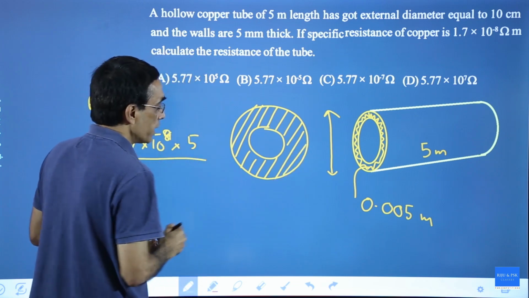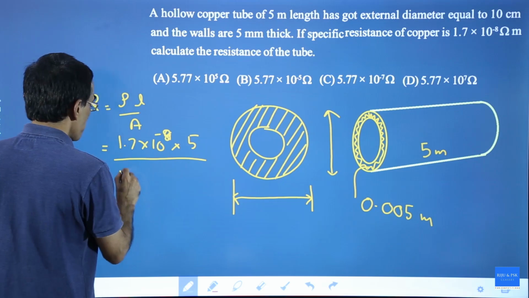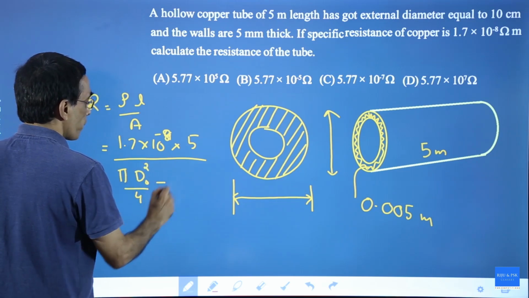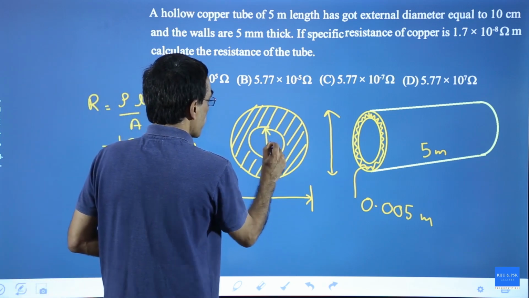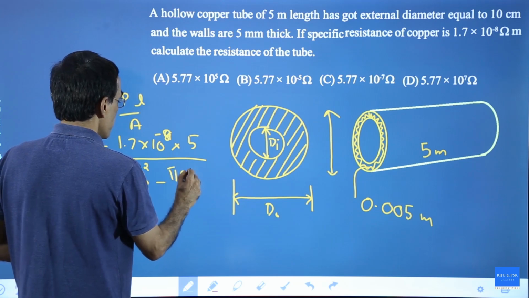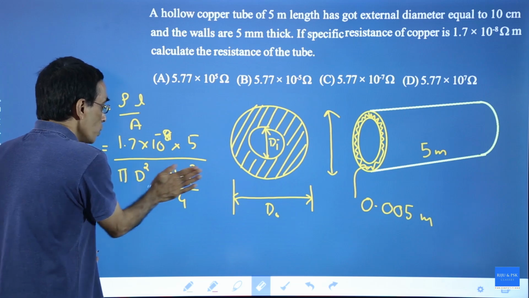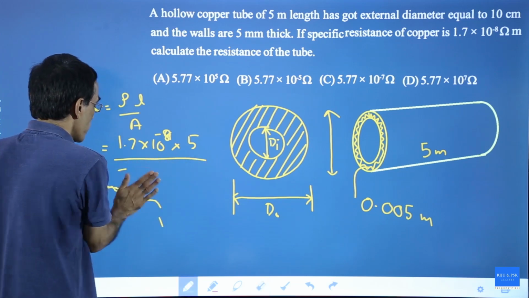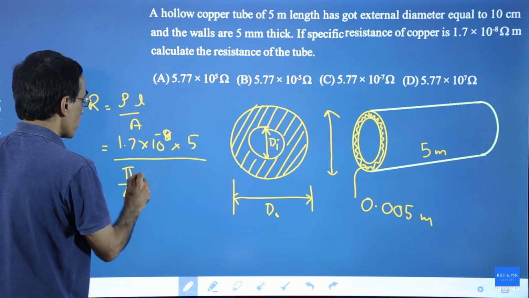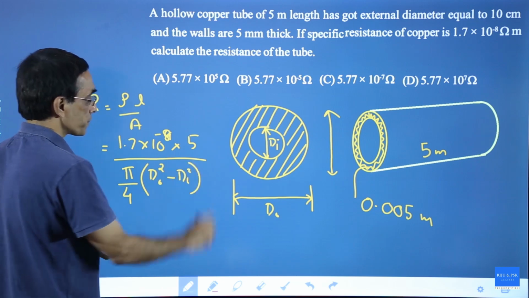You want only this area. This area can be calculated if you know the outer diameter, that is pi into d outer square by 4, minus, if you know the inner area, di, this is do, then that is pi di square by 4. Since pi by 4 is constant, you can take that as constant. So you can say pi by 4 into d out square minus di square.